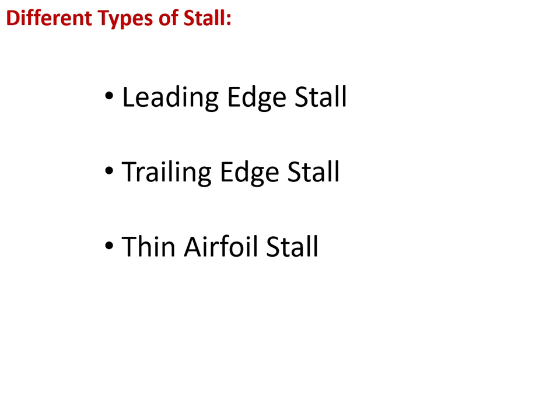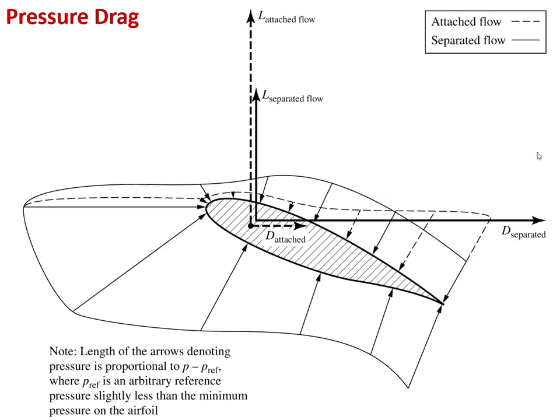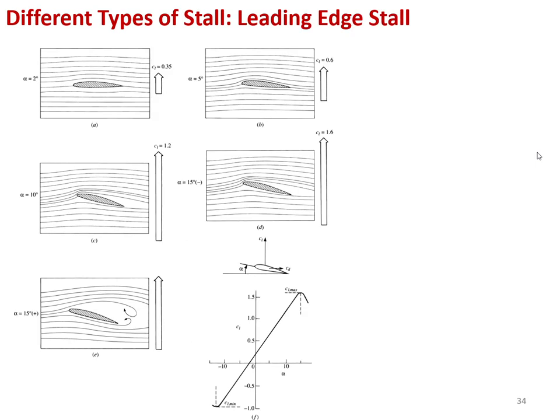Today we are going to finish chapter 4 by talking about different types of stall conditions. In general, we have three different types of stall. One is the leading edge or LES stall. The second one is trailing edge or the TS stall, and then we have the thin airfoil stall. Okay. Let's start with leading edge stall.